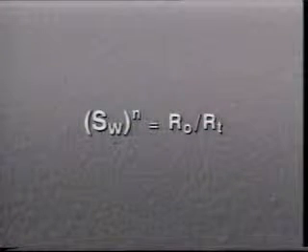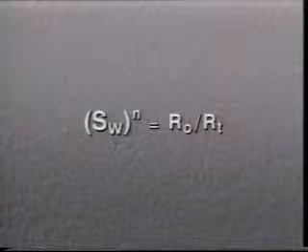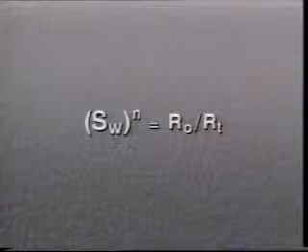Since N is nearly always equal to 2, it makes S sub W the square root of the ratio of R sub O to R sub T. This type of relationship means that if we know formation resistivity at 100% water saturation, R sub O, we can estimate formation saturation based on measured R sub T obtained by electrical logs.